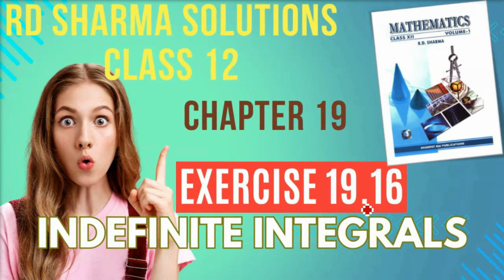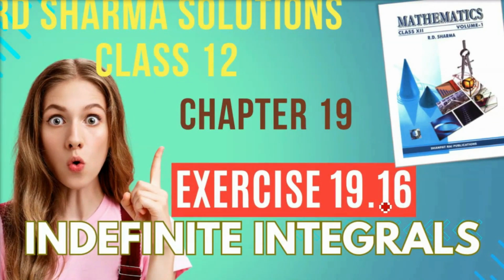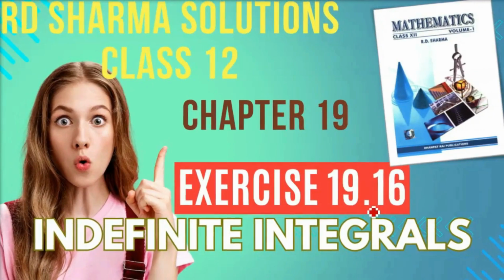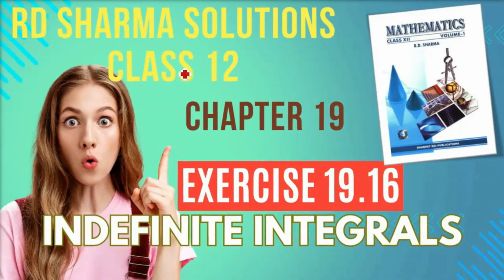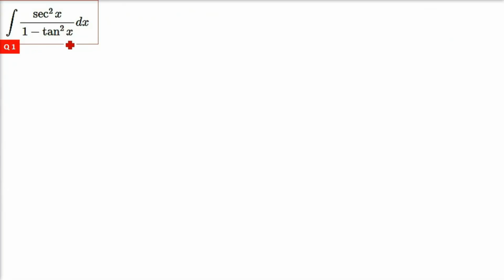We are looking at exercise 19.16 of chapter 19, R.D. Sharma solution, class 12th. We have sec square x by 1 minus tan square x. Now we know that the differentiation of tan x is directly sec square x. So if we place t equals tan x, this differentiation dt by dx will give you sec square x, which is the numerator also.